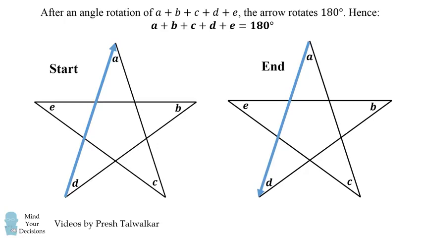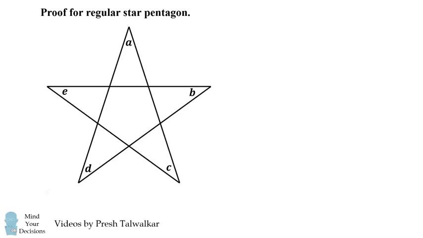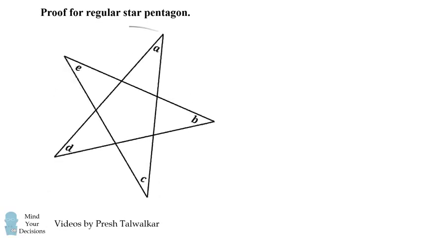So while this doesn't prove the answer, it does give us some idea of what the answer will be. And from there, you might think that, well, 180 degrees is half of a circle, or 180 degrees is equal to the sum of the angles in a triangle. And both of these insights can help us prove the answer is 180 degrees. So first, let's prove that the answer is 180 degrees for a regular star pentagon.